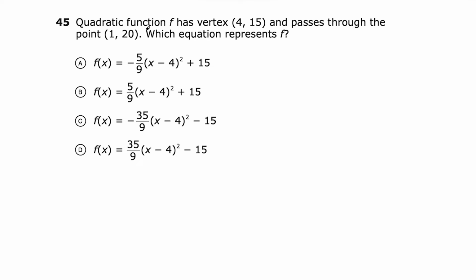Question 45, we have the quadratic function f has vertex 4, 15 and passes through the point 1, 20. And we want to know which equation represents f. For this question, we can make use of the vertex form of a quadratic equation. So we have y equals a times x minus h squared and then plus k. And just know that (h, k) is the vertex.